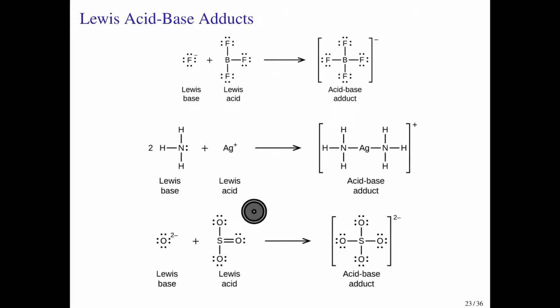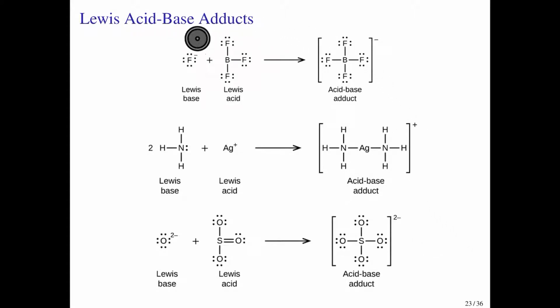Here's another example. This highlights the formation of sulfate as an acid-base adduct. The oxide ion is capable of acting as a base. It's got plenty of electron pairs. The sulfur trioxide acts as an acid, and it can accept the electron pair, leading to the sulfate adduct.